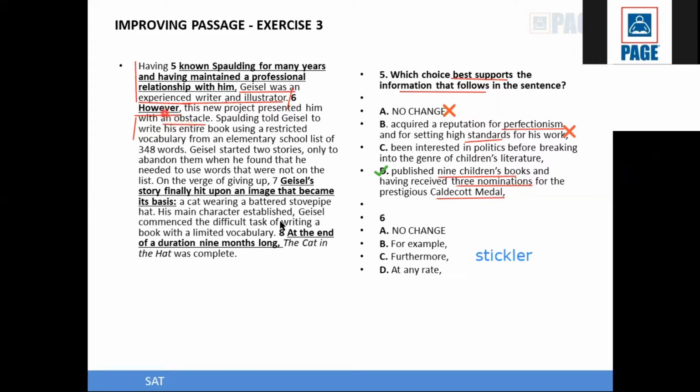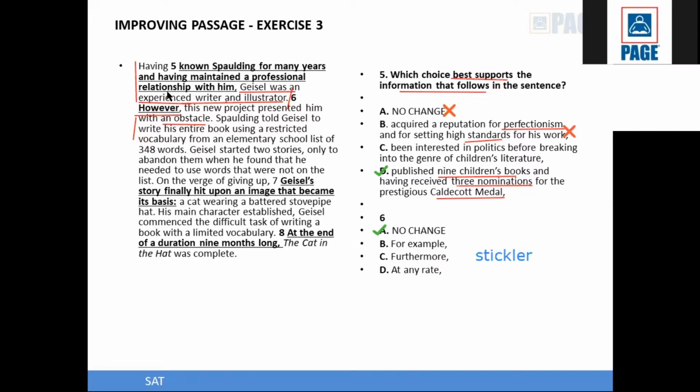If you have a contrast, you cannot use "furthermore". You cannot use "for example". So there is a contrast: experienced person, but there is an obstacle. So "however" would be the right word. So there is no need for any change. So the answer is A. Whoever gave answer A is right.